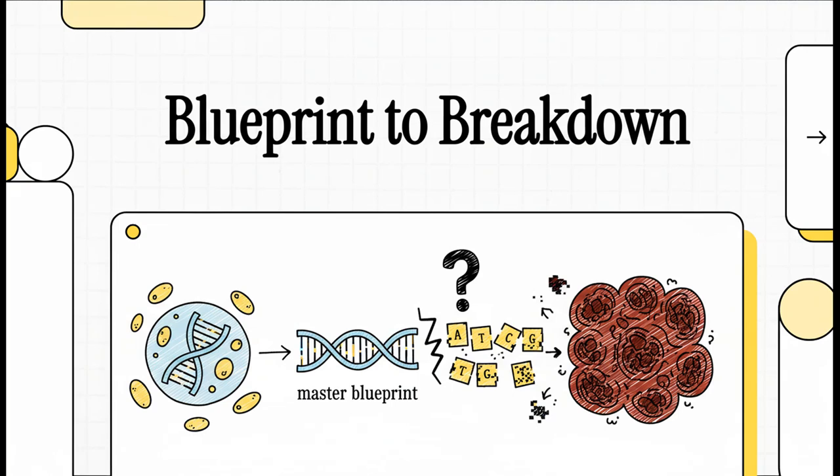Inside every single one of your cells, there's this incredible master blueprint, right? A set of instructions that dictates literally everything. But what happens when there's a typo? A tiny glitch in how those instructions get read, one that can turn a perfectly healthy cell into a cancerous one. Well, today we're going to unpack exactly how that happens.